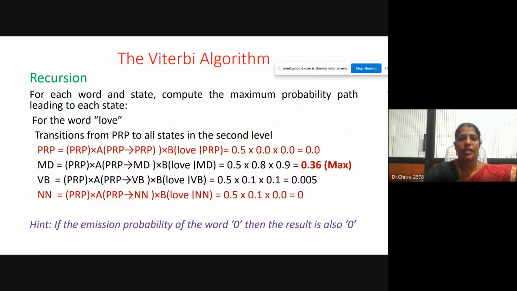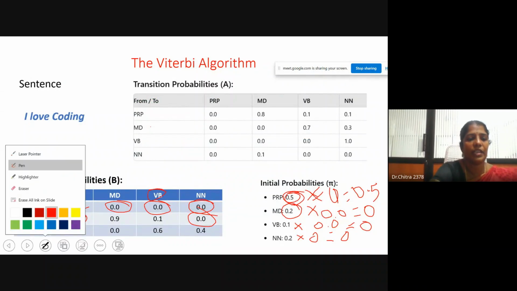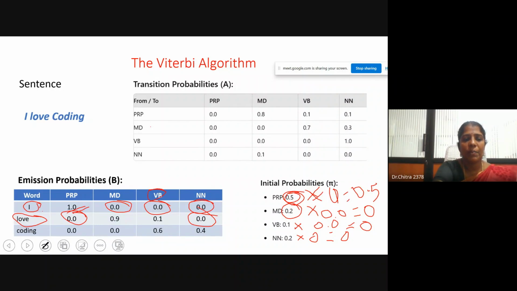For the word love, we are calculating from PRP. The only possibility is PRP. From PRP to PRP, PRP to MD, PRP to VB, and PRP to NN. Go and see the emission probability table for love, since we are calculating for the second word. When you are calculating it for love, for PRP the value is 0, and for NN also the value is 0. So no need to calculate PRP to PRP and PRP to NN. Why? The values are 0, not at all possible.